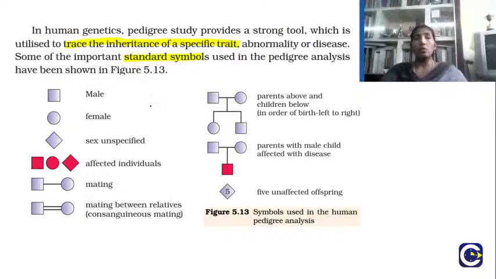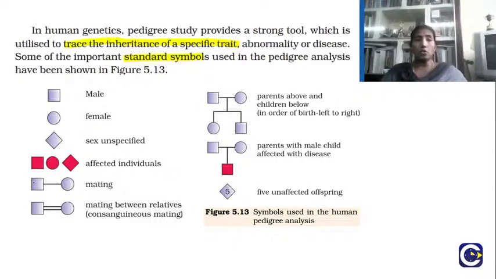You can actually trace the inheritance of one specific trait, or some abnormality or genetic disorder, and for that you can use this. Here you see the squares are usually the males, and the circles are the females. A rhomboid shape means sex unspecified. If a symbol is darkened, it represents an affected individual; if the color is not specified, it is unaffected.